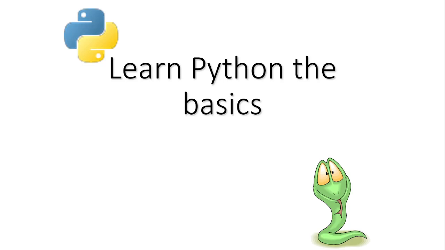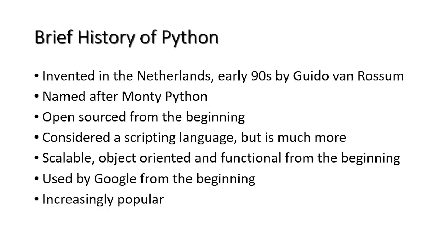So now we will go again with the Learn Python the basics. So we will be doing the history overview of the Python programming language. The brief history of Python is it was invented in the Netherlands in the early 90s by Guido van Rossum, named after Monty Python. So the Python programming language is named after Monty.